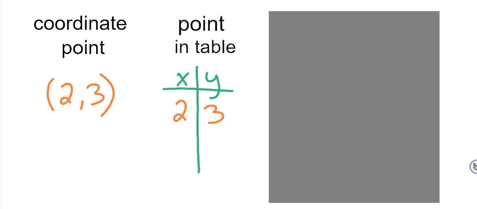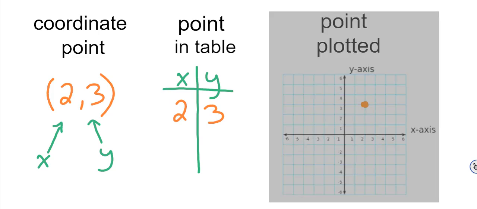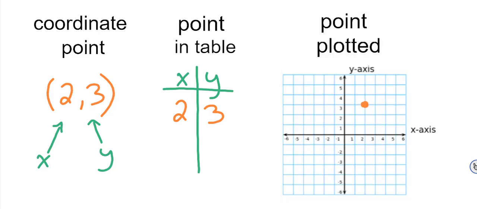These two things mean the same thing because when we see a coordinate point, we know that the 2 is the x part of our point and the 3 is the y. And of course, we could also plot that point. And so how do we get here? Well, we first look at the 2, that tells us where to go, right? From the origin, so we go over 2, that's our x, and we go up 3, that's our y.